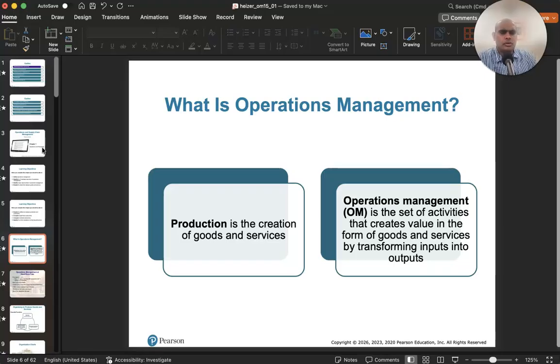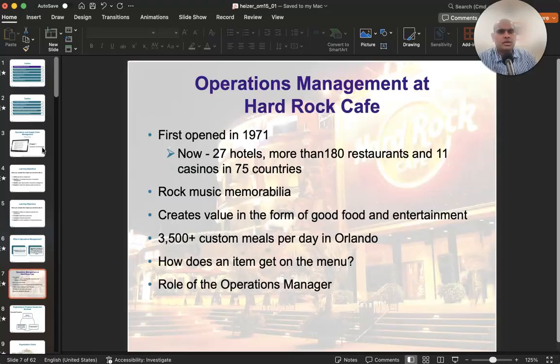One good example of operations management that the textbook uses, and that I'm going to talk about, is operations management at Hard Rock Cafe. The first Hard Rock Cafe opened in 1971, but now they have 27 hotels, 180 restaurants, and 11 casinos in 75 countries around the world. You not only go there for food, but you can also buy and see rock memorabilia. They have live bands playing. They sell out sometimes because some really famous bands are playing.